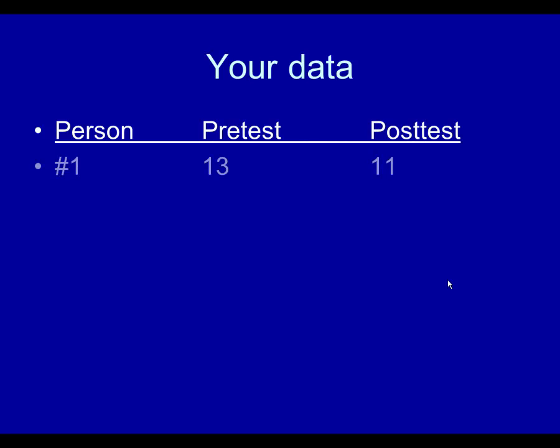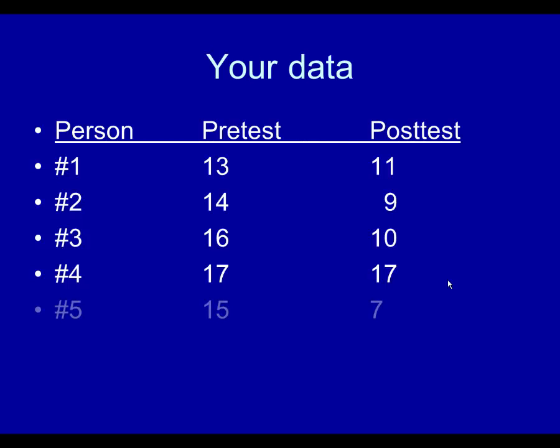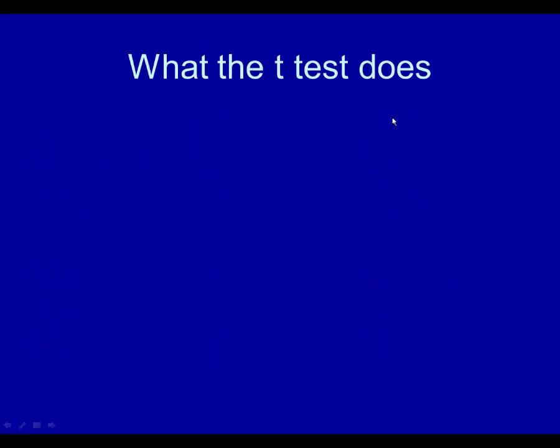Person number 1 had a pre-test of 13 and a post-test of 11. Person number 2 had a pre-test score of 14, post-test score of 9. Person 3 went from 16 to 10. Person 4 went from 17 to 17, meaning they did not change. Person 5 went from 15 to 7. Person 6 went from 11 to 8. So these scores are all going down with the exception of the one that stayed the same.